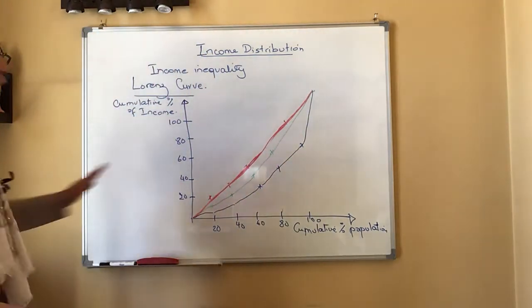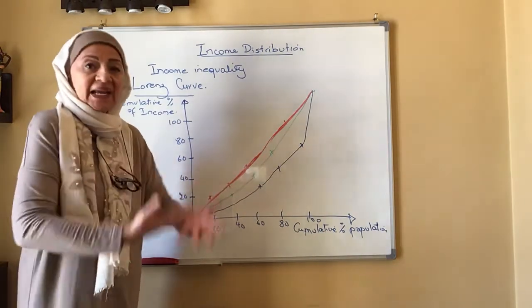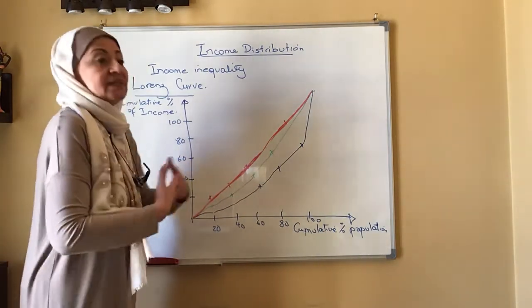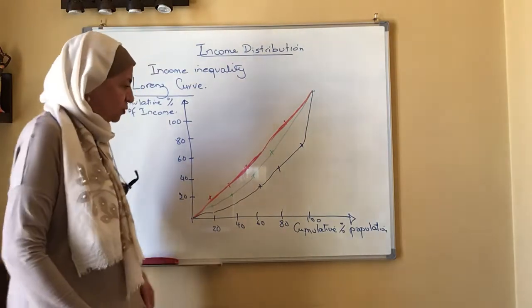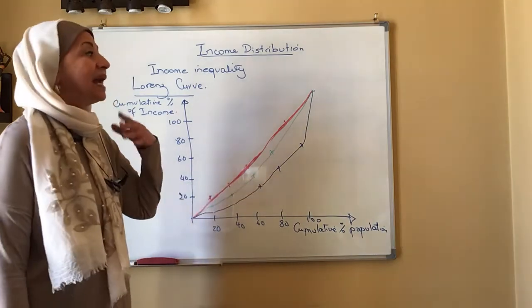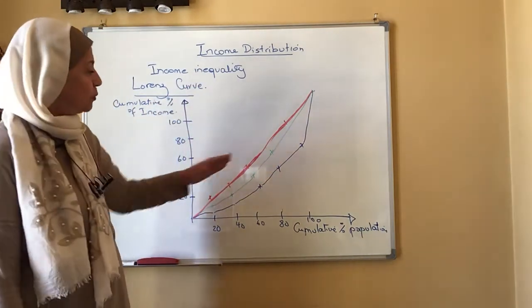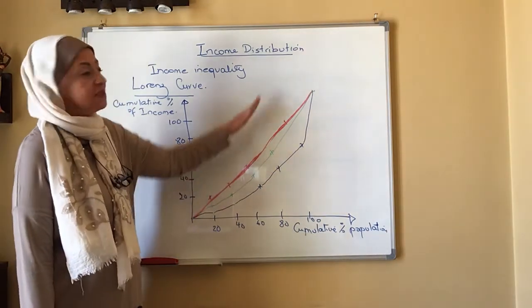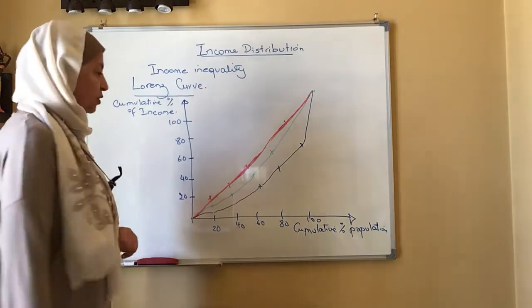Now, the saggier the curve is, like the saggy pants you wear, the more there is inequality in the income distribution. The closer it is to the ideal or the model, the better is the income distribution.